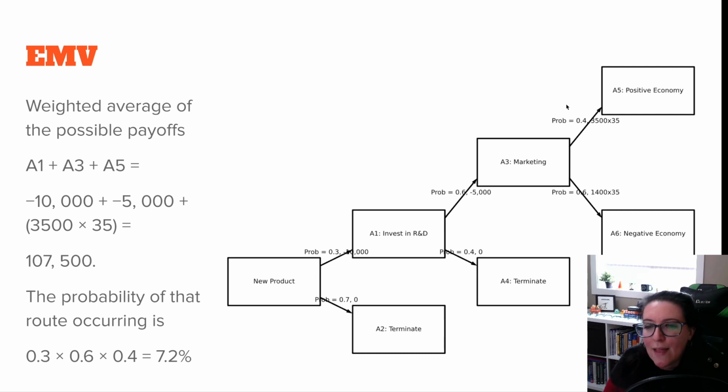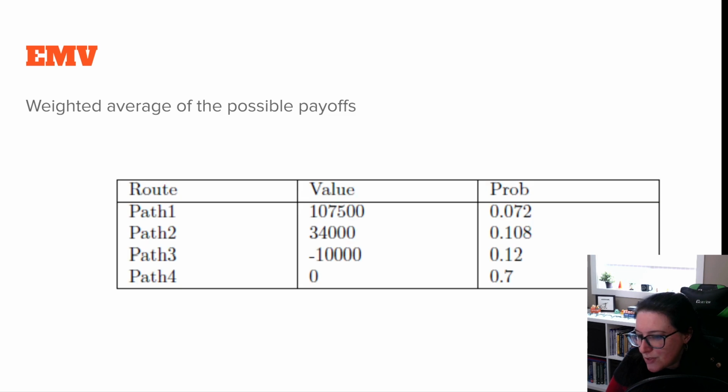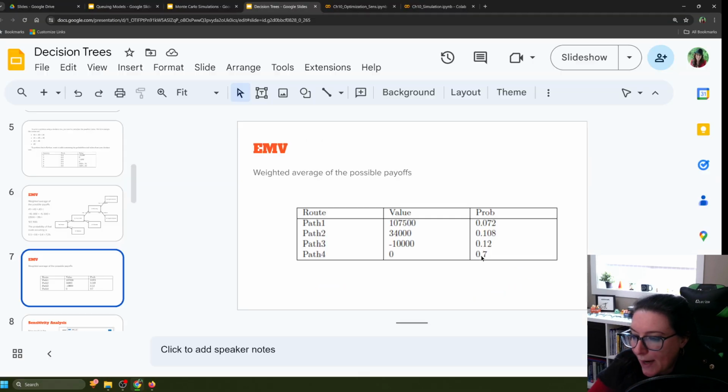So we would look at the different possible routes and find their value and their probability, and then we can find the expected monetary value by looking at the total value we would make off of all these combinations. So let's take a look at how to do that in Python.